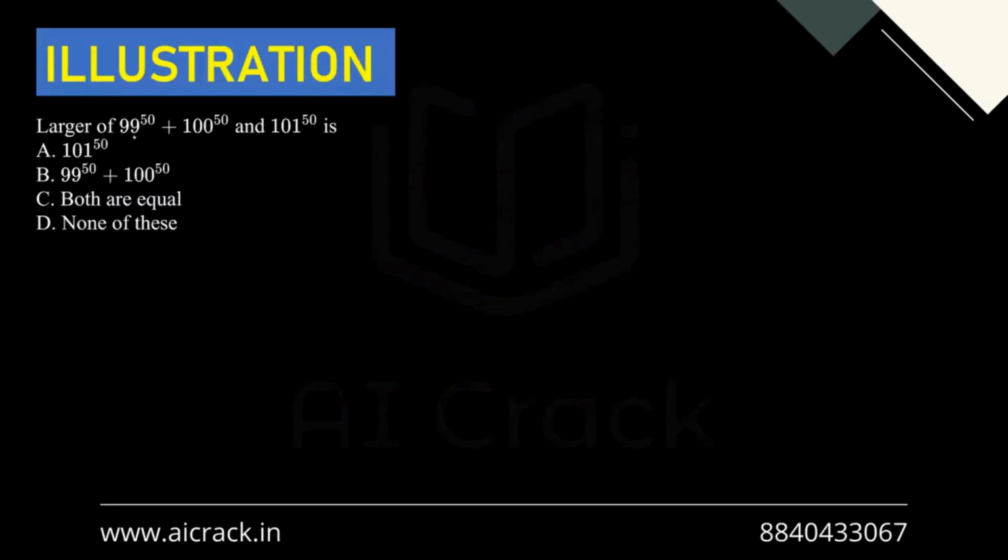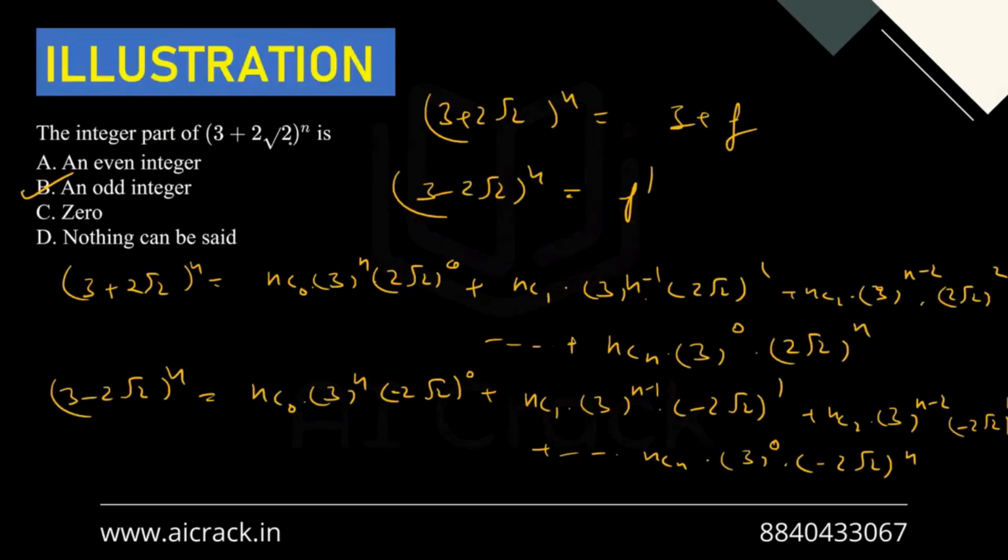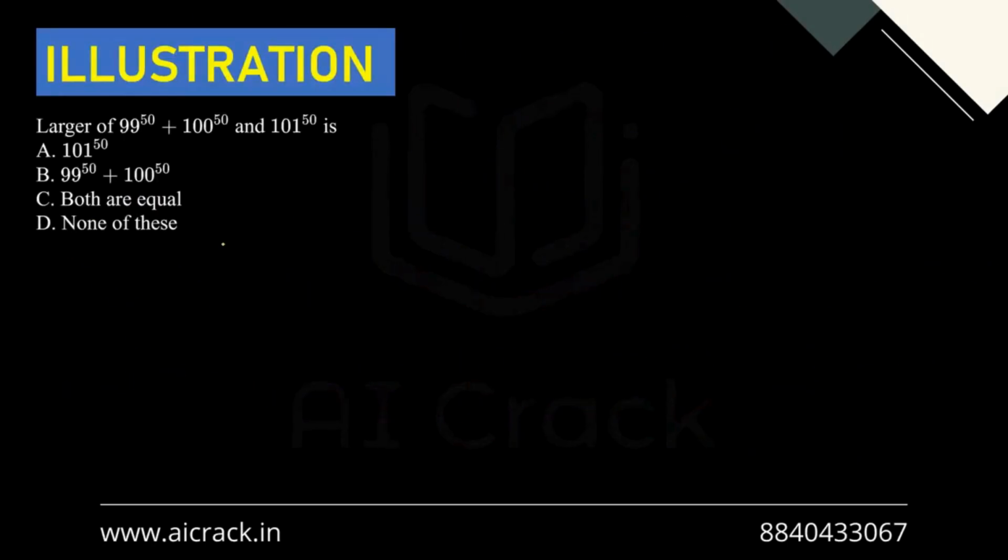Now let's look at the third category, where we have to make comparisons of numbers. You must be seeing that 3 plus 2√2, 3 minus 2√2, so basically 1 plus x, 1 minus x, these kinds of terms come in handy in a lot of problems. Even over here, I'll see (100 - 1)^50, 100^50, and (100 + 1)^50, and I'll have to do some subtraction and addition in these terms to find the conclusion. So let us start with this question: larger of 99^50 + 100^50 and 101^50 is.